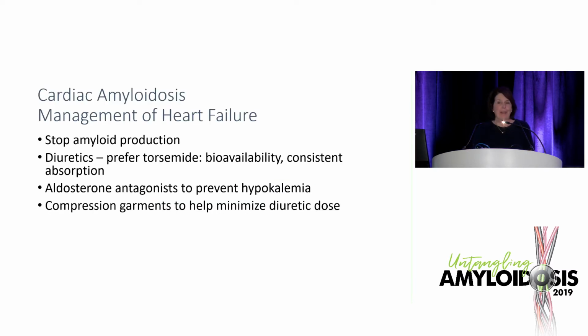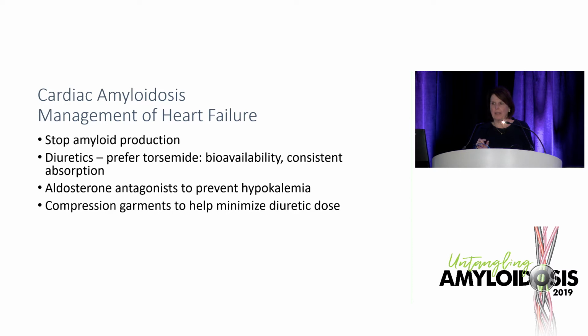So when we think about what we have, it's not that we're bad cardiologists. If your cardiologists aren't making a lot of progress with your patients, it's because it really is the toughest form of heart failure for us to treat. So obviously, the prime treatment is to stop amyloid production. For diuretics, there are a few tricks, and for most of us, we will use torsemide because the bioavailability and the consistent absorption is better in our patients. So switching to torsemide may often help you compared to furosemide. The aldosterone antagonists are very helpful in preventing hypokalemia and do provide some additional diuresis.